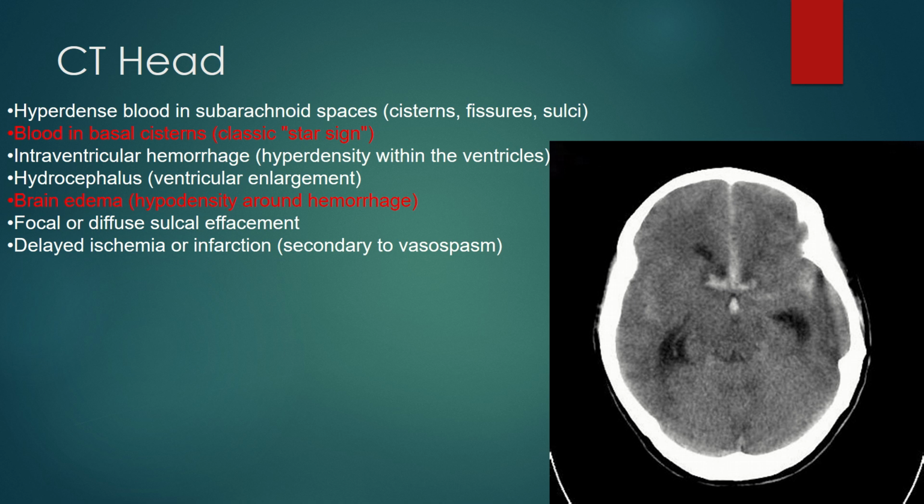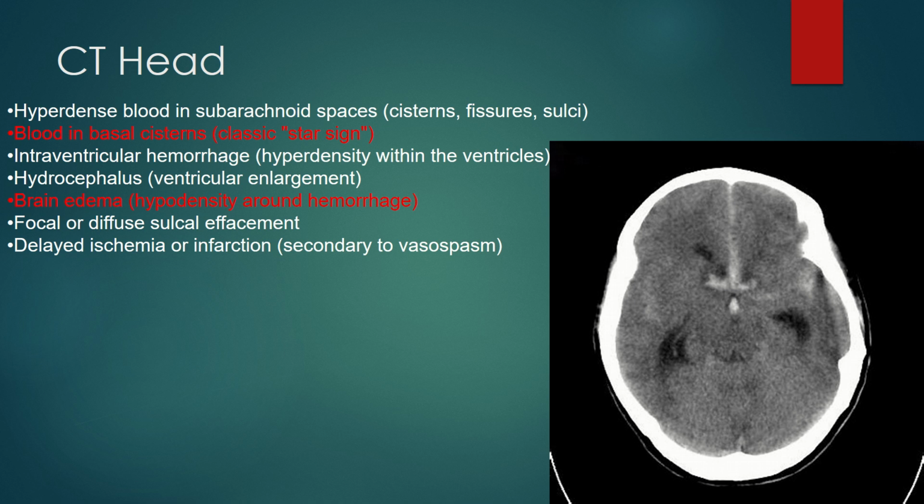This is how the CT head non-contrast will look. There we can see hyperdense blood in the subarachnoid spaces. You can see blood in the basal cisterns. Intraventricular hemorrhages can be seen. The brain would be edematous. So this is again not very important, delayed ischemia or infarction.